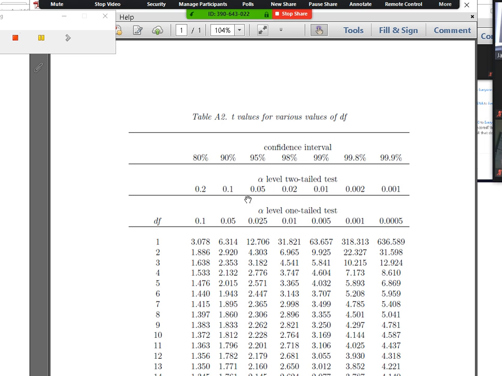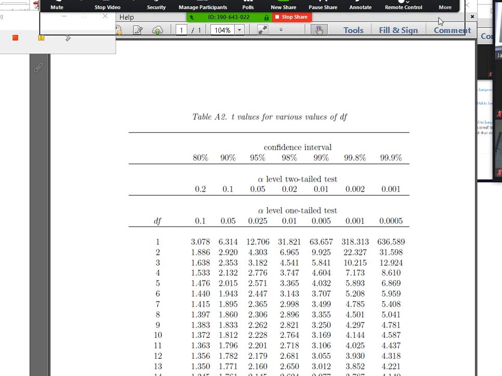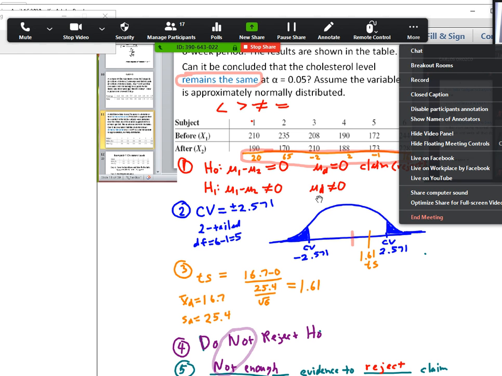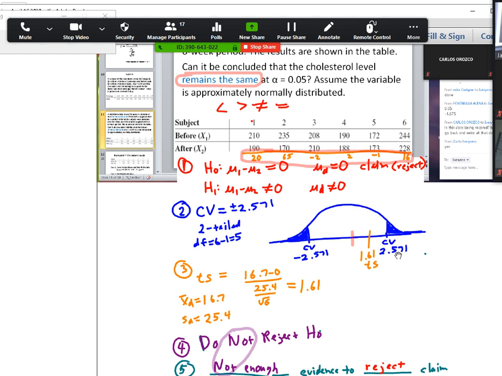So it's this third column here, and I go down to degrees of freedom 5, and I get 2.571. So 2.571 is what we're going to grab here and put in as positive and negative 2.571. So negative 2.571 over here, positive 2.571 over there.